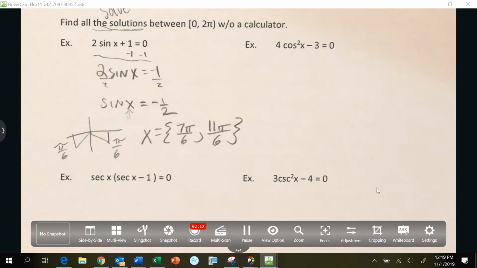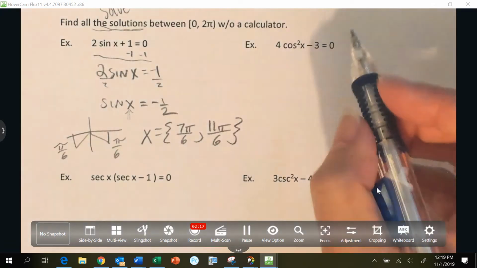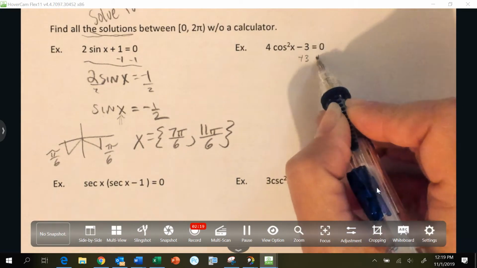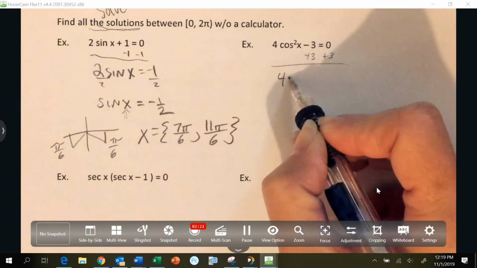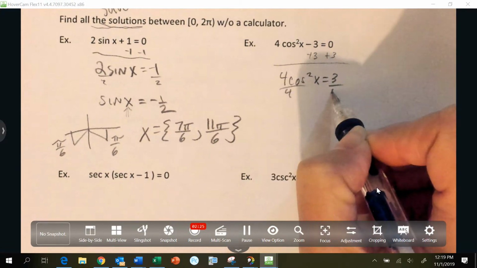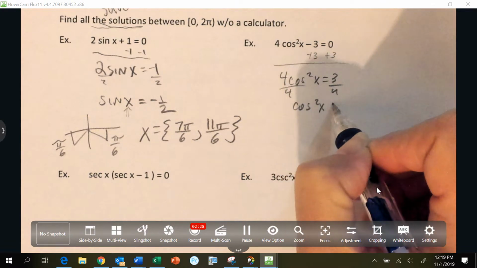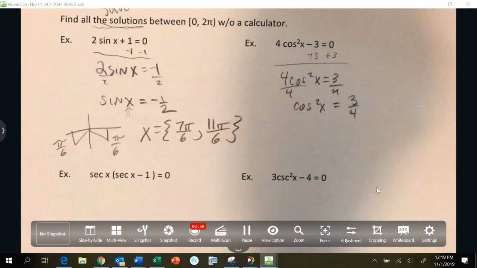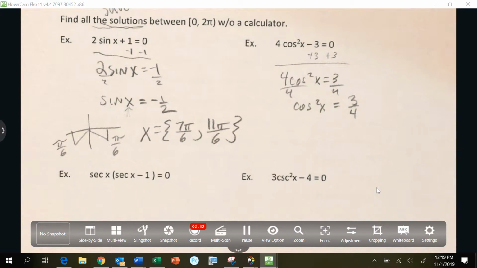And you look at the next example. We're solving, so we have to get x by itself. First thing, add 3. Divide by 4. Right now, x is not by itself. But I can't just start thinking about where is cosine 3/4, because there's something else there besides cosine.